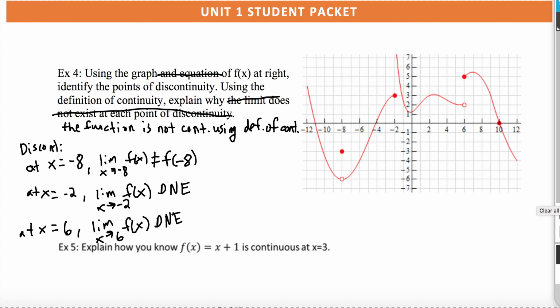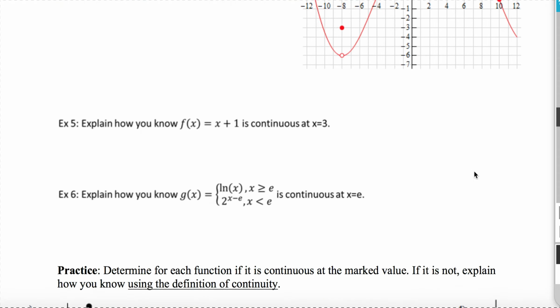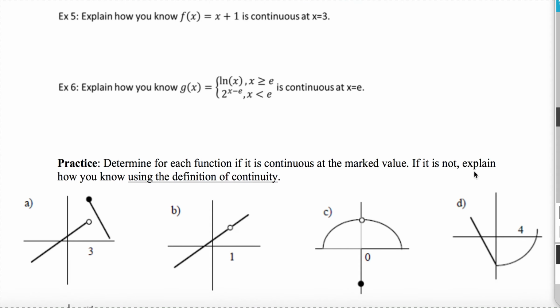So as we dive deeper into continuity, we'll notice certain things. The definition of continuity is really useful to explain why certain things are not continuous. But sometimes we can actually just base our understanding of continuity off of properties we are already aware of related to functions. First, let's try example 5. Explain how you know that f of x equals x plus 1 is continuous at x equals 3. Well, it seems a bit like overkill to go through the definition of continuity. I could plug in 3, f of 3 is 4. I could find the limit as x approaches 3 and find that. Actually, we need to write that out.